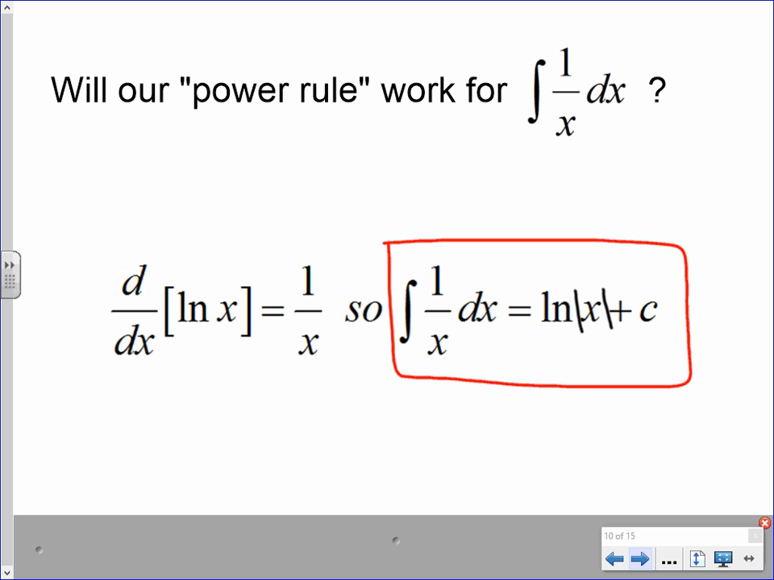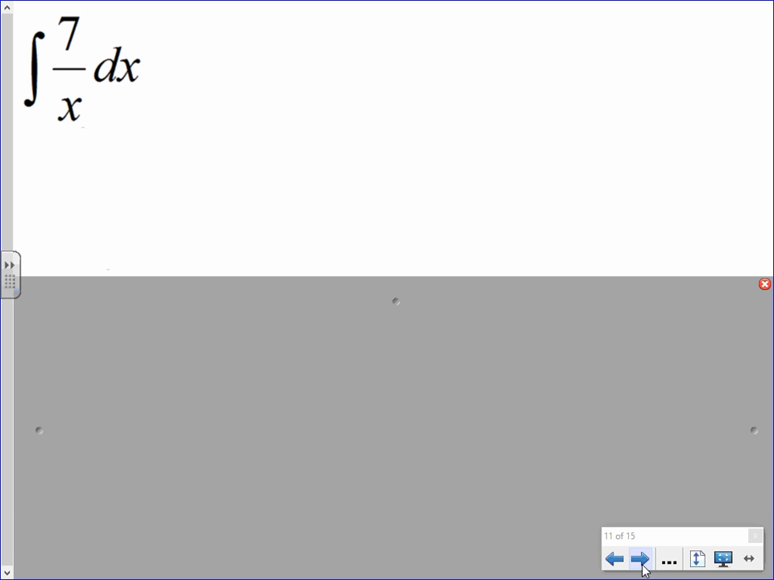Okay, so we're going to do 3 more examples. Are you ready? First example, integral of 7 over x dx.